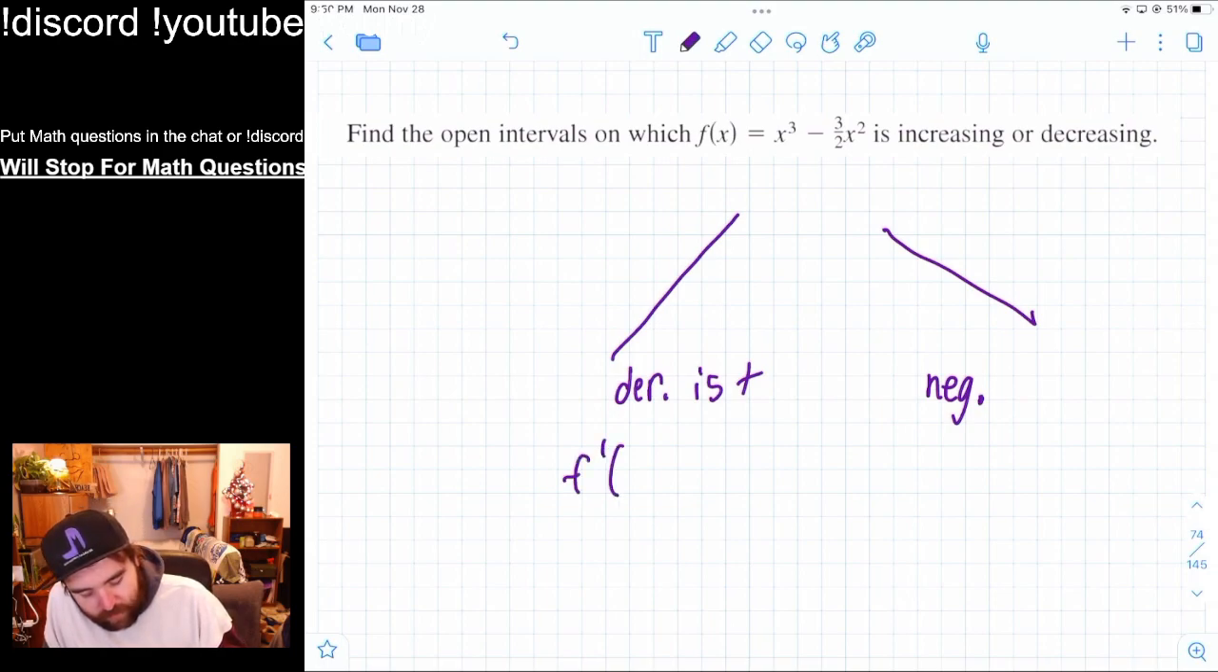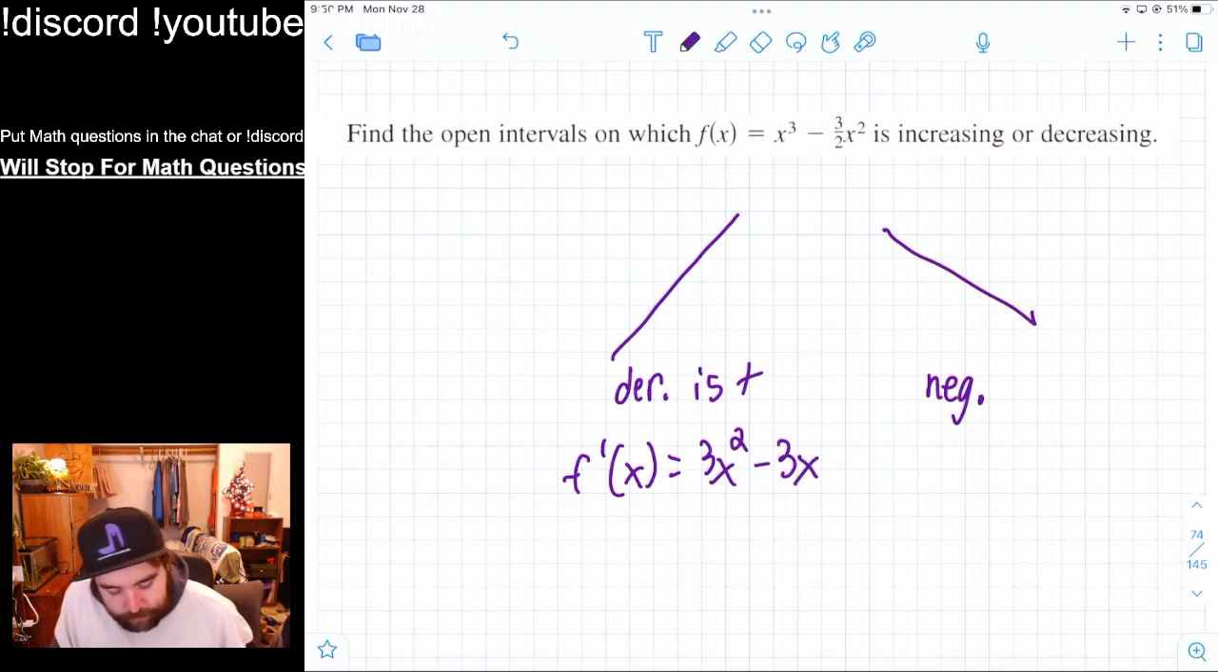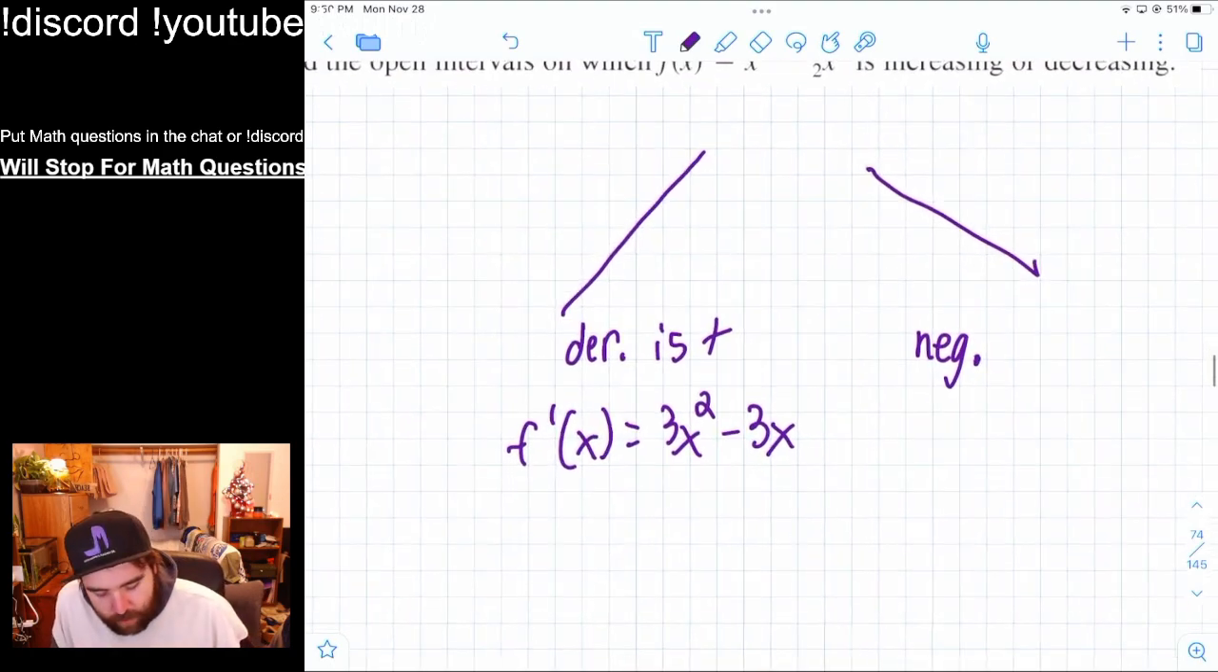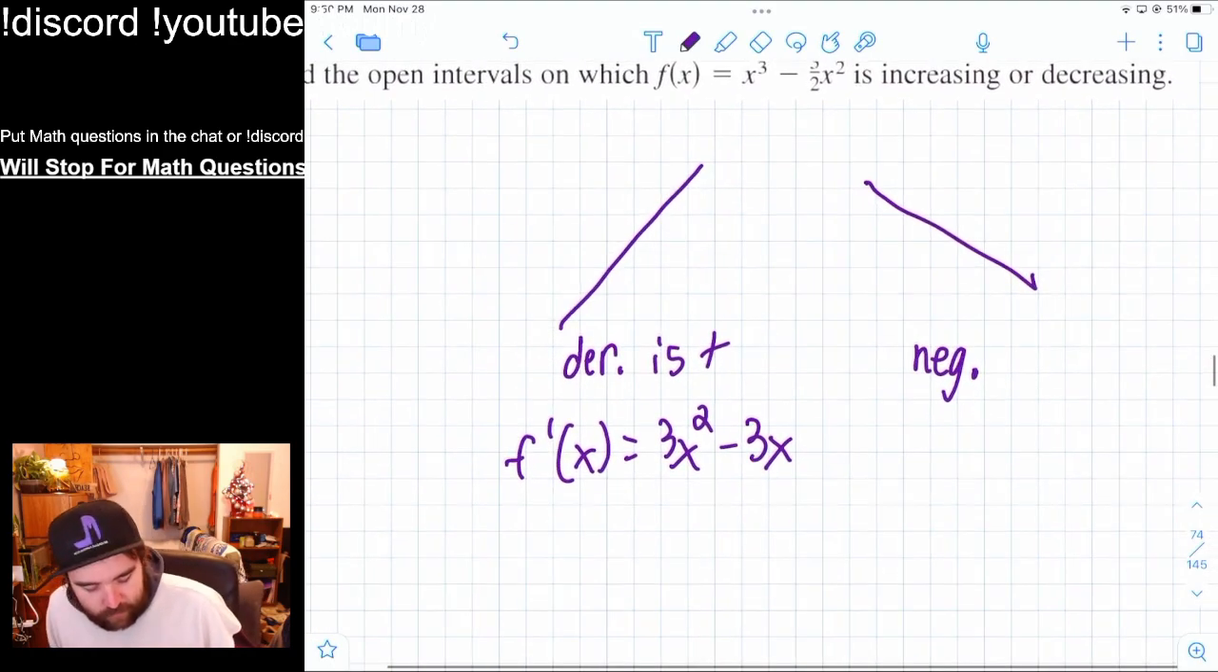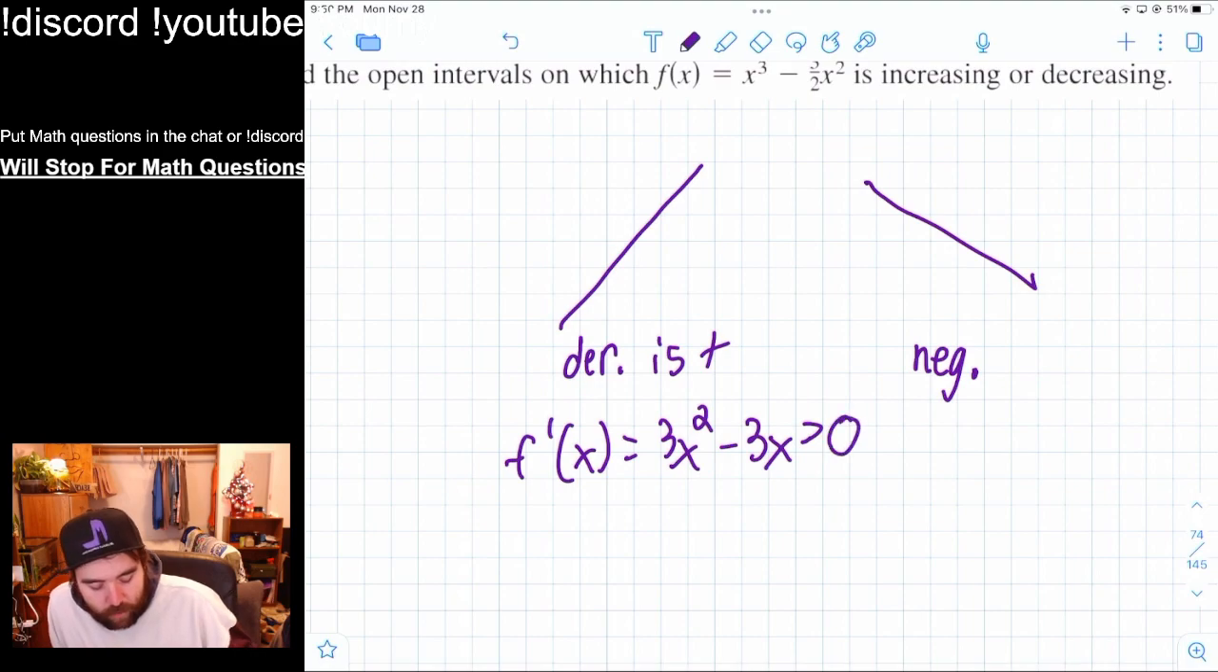So we're going to start out to find that by taking the derivative. If we take the derivative, f prime of x is 3x squared minus 3x. So what are we going to do? How do you determine, this is an inequality, right? To determine when it's increasing, we want to know when that's greater than 0. Or when it's decreasing, we want to know when that's less than 0.